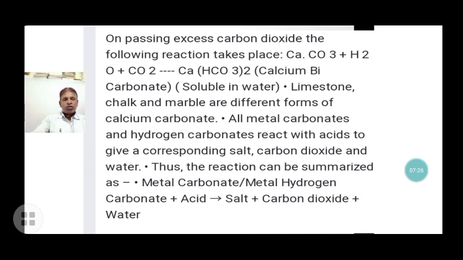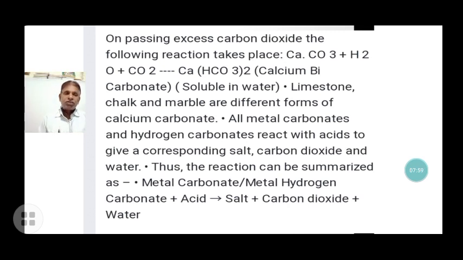Another piece of information is that limestone, chalk and marble are different forms of calcium carbonate. All metal carbonates and hydrogen carbonates react with the acid to give the corresponding salt, carbon dioxide and water. Thus the reaction can be summarized as: metal carbonate or metal hydrogen carbonate plus acid gives the corresponding salt, carbon dioxide and water. That is the reaction of acid with metal carbonate and metal hydrogen carbonate.